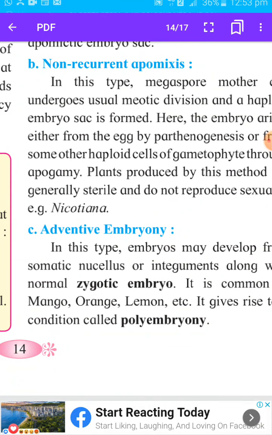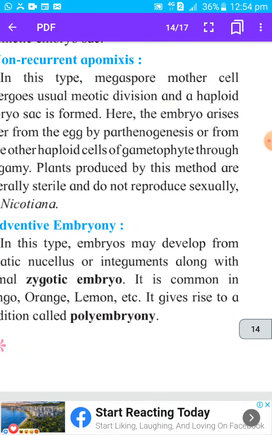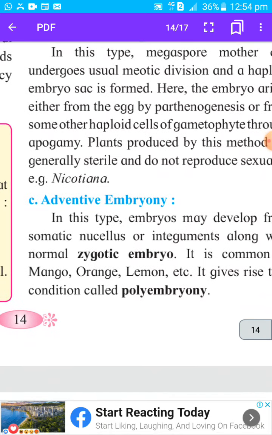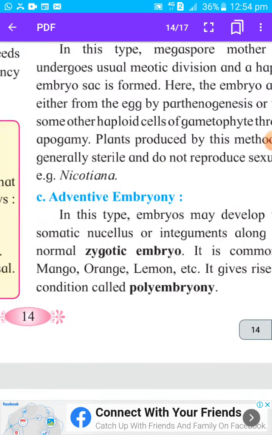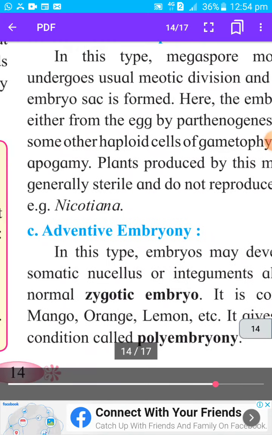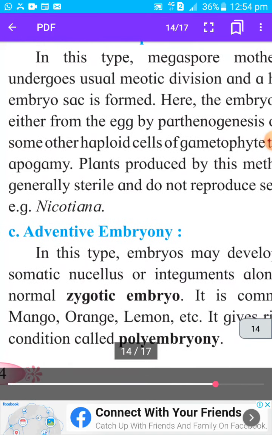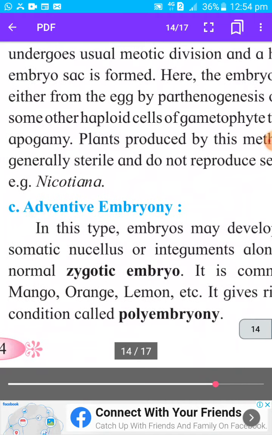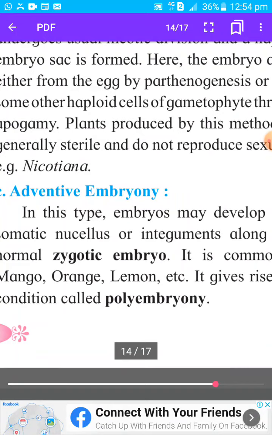Then next one is non-recurrent. In this type, the megaspore mother cell undergoes the usual meiotic division, and a haploid embryo sac is formed. Here the embryo arises either from the egg by parthenogenesis or from some other haploid cells of the gametophyte through apogamy. So the egg cells present in the ovary give rise to the embryo. Plants produced by this method are generally sterile and do not reproduce sexually. So they are sterile, means they are not fertile, they are not able to create offspring.